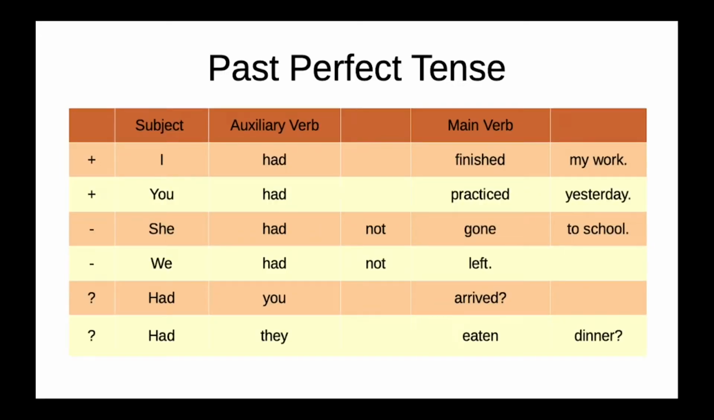For negative sentences, we insert not between the helping verb and the main verb. So, "she had gone to school" becomes "she had not gone to school." "We had left" becomes "we had not left." For questions, we exchange the subject with a helping verb. So, "you had arrived" becomes "had you arrived?" "They had eaten dinner" becomes "had they eaten dinner?"